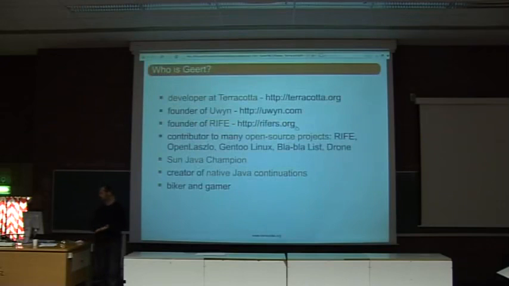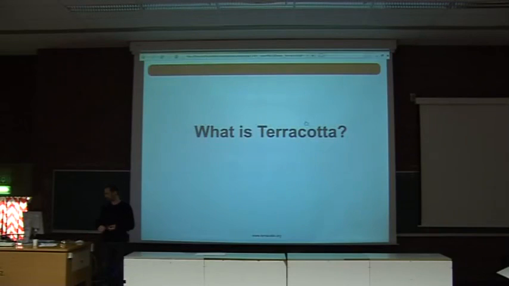So that's me. I'm a developer at Terracotta now for about a year. I started a Belgian consultancy company called Uwin. We still do stuff once in a while. I created the Rife project, which is an open source Java web framework that uses continuations. And then I did a whole bunch of other open source things over the years. I was one of the people that started Gen2 together with Daniel. I'm a Sun Java champion, and I researched native Java continuations. If you want to know more about that, you can always talk to me. But today we're going to talk about Terracotta.